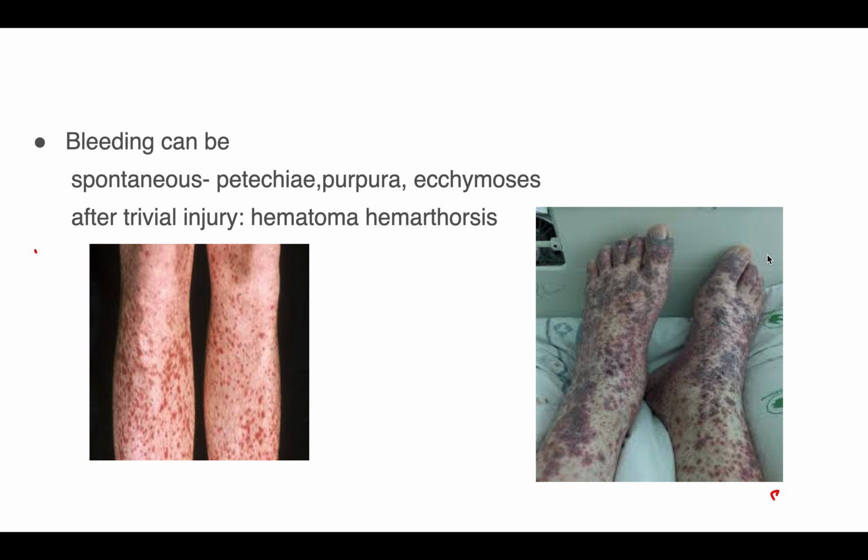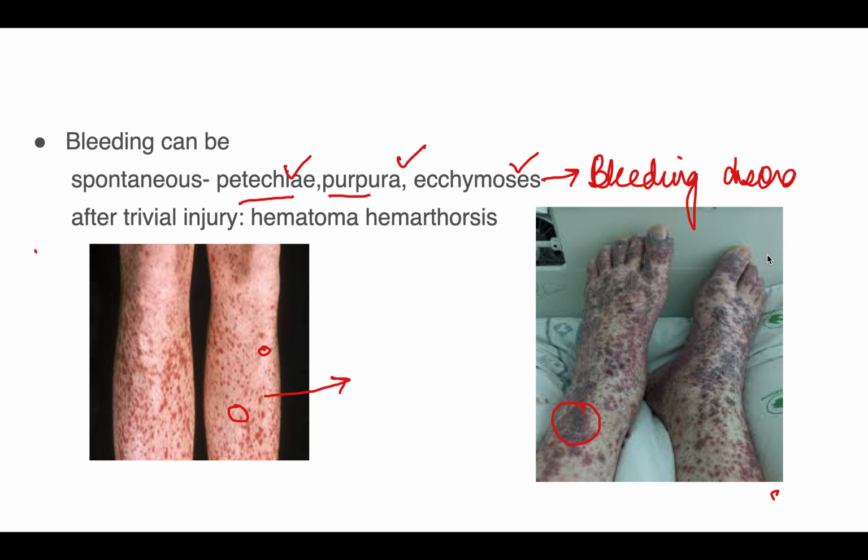In this, clinical features in a patient will be like petechiae, purpura, ecchymosis. If you see less than 1 mm diameter bluish discolorations over here, these are petechiae. Then purpura is slightly larger and ecchymosis are just like a bruise. So these features are more of a bleeding disorder. And features such as hematomas, hemarthrosis can also occur in bleeding disorders, but these are mostly seen in coagulation disorders.